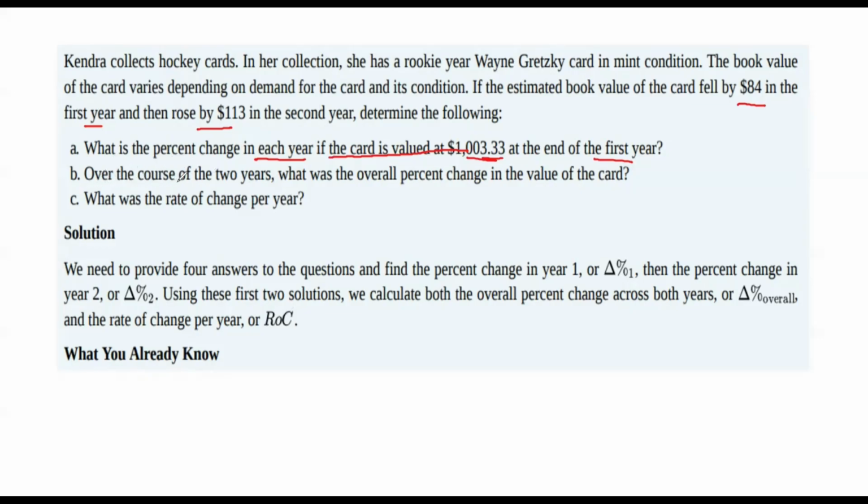Then they say, over the course of the 2 years, what was the overall percent change? Again, this is the same old formula. You're taking 2 years together now. It's the same old formula, very, very simple. But this one here, you have to use your new formula because you want the rate of change per year. The rate of change per year you want. Let's see how we're going to solve it. They give you some information.